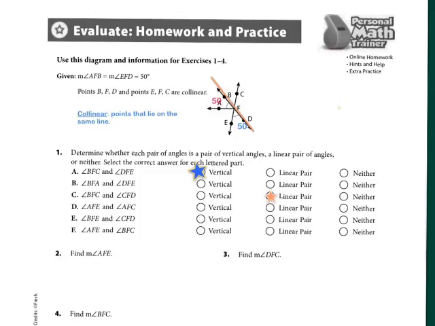Now let's practice a problem where you actually have to find a measurement. Let's practice number 3. On number 3, they're asking you to find the measurement of angle DFC. Now, we actually know the measurement of angle BFC because BFC is vertical to EFD.